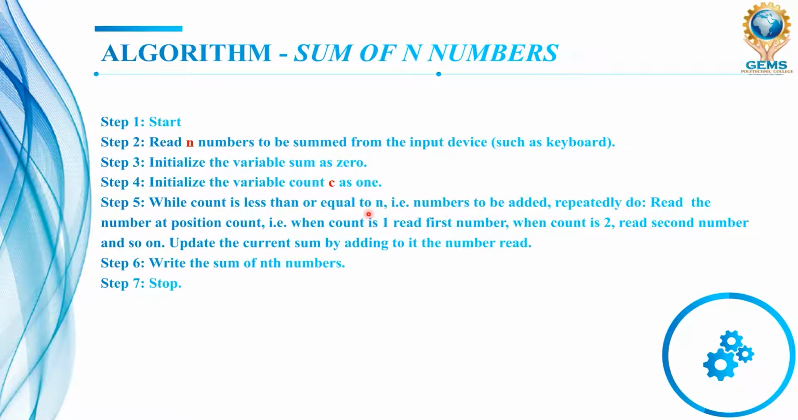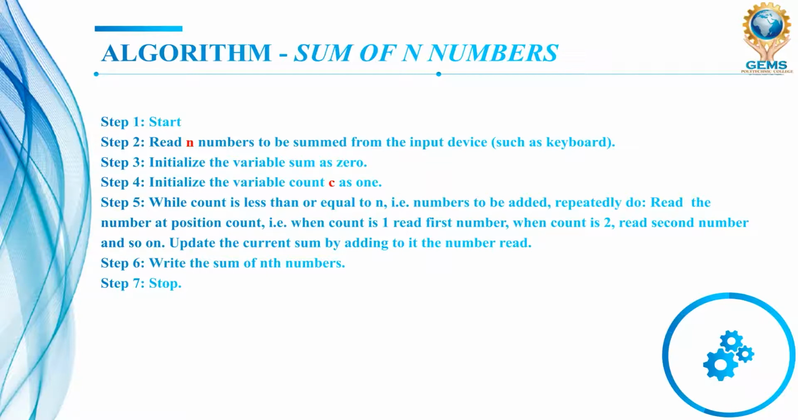That means if the count is less than or equal to n, the number which we have taken from the user, then it will be added and repeated, right? Then step 6 says write the sum of n numbers. That means all the numbers, n meaning altogether. And step 7, stop the program. So we have 7 steps in the algorithm for the sum of n numbers.